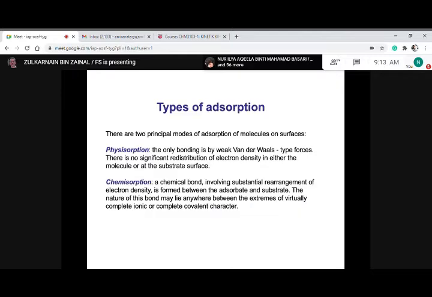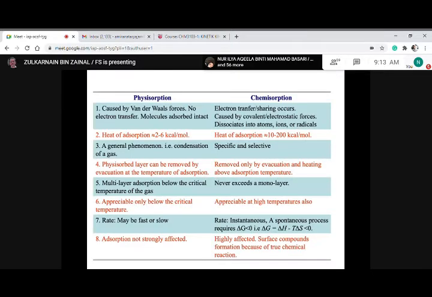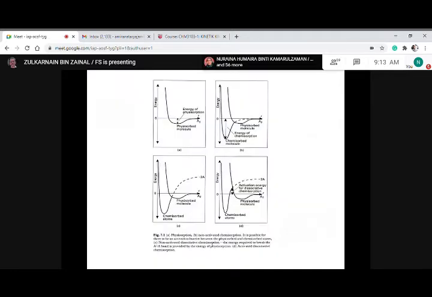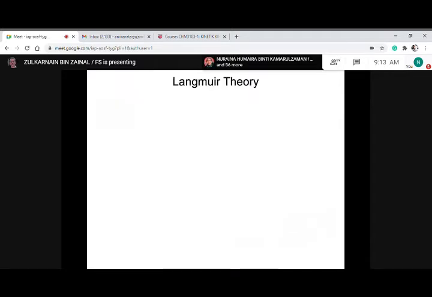We already discussed the chemisorption option and physisorption option. I don't want to repeat that. I think we can skip this also.